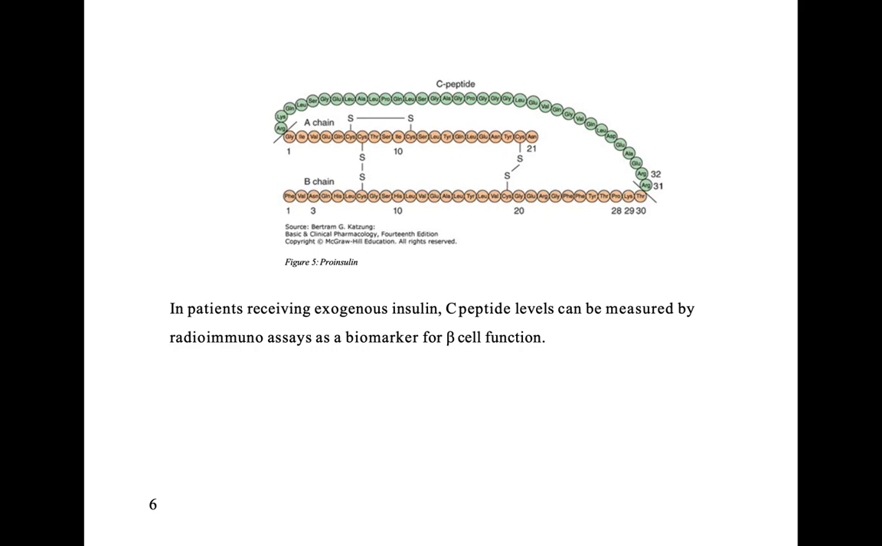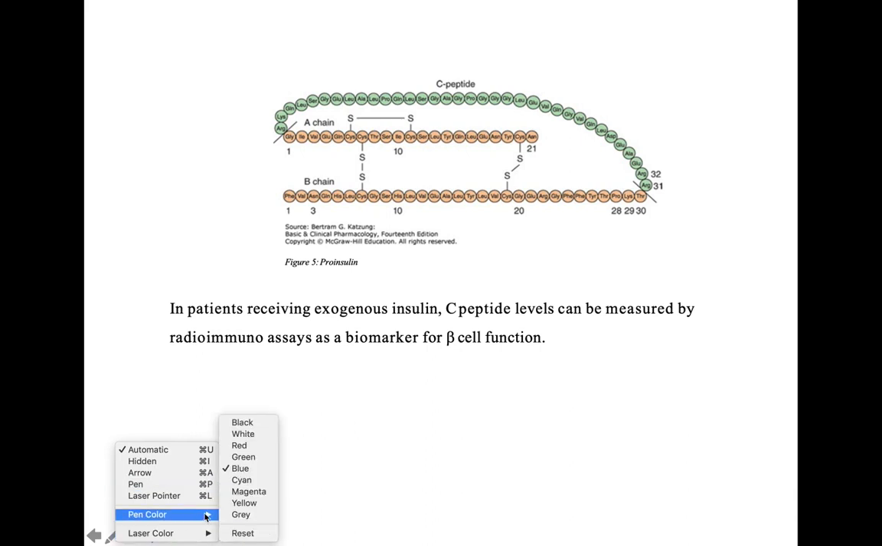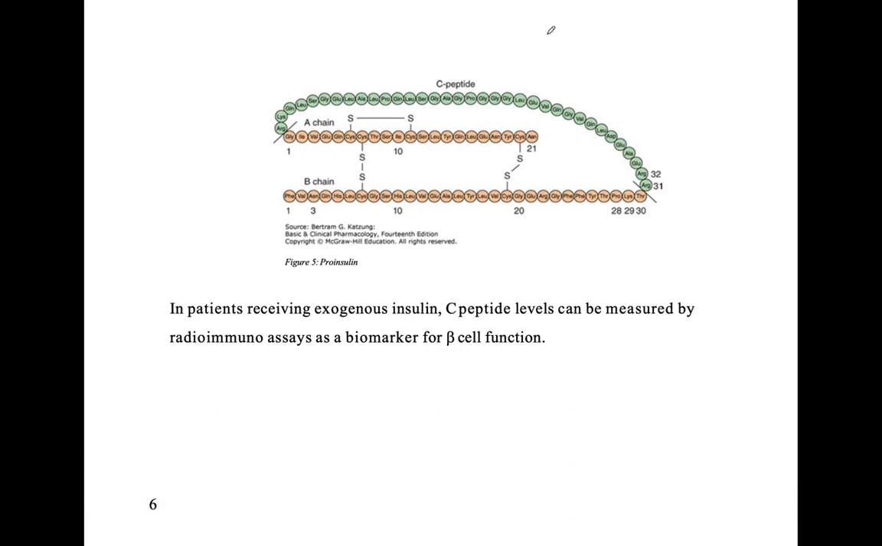Now, in patients that are receiving exogenous insulin, one of the ways to determine whether or not the beta cells are still functioning is by measuring the amount of C-peptides that's released. When insulin is released, there is an equimolar amount of C-peptide that's released. Okay, so radioimmunoassay is used as a way to measure the concentration of C-peptide, or the amount of C-peptide that's released. And C-peptide amount is a biomarker for beta cell function.